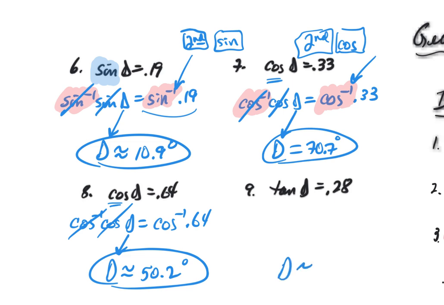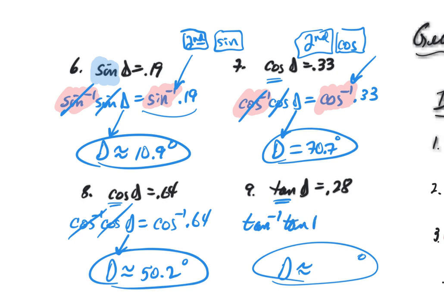And finally, this number 9 problem. Again, we're trying to get D by itself, so we want to get rid of the tangent that's attached. So to get rid of tangent, we do the inverse, which is the inverse tangent. And whatever you do on the left, you have to do the same thing on the right. So the inverse tangent and tangent cancel, leaving us with D. And the inverse tangent of 0.28 on the right-hand side gives us an angle of about 15.6 degrees.